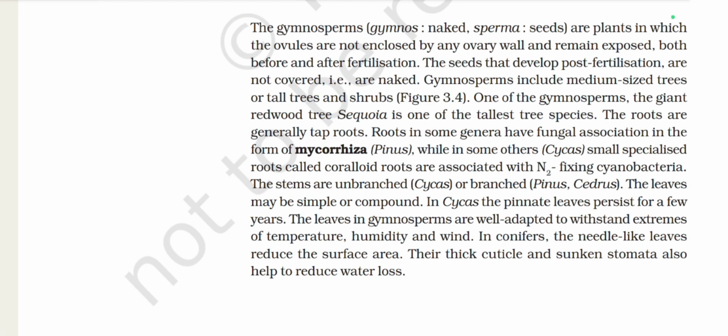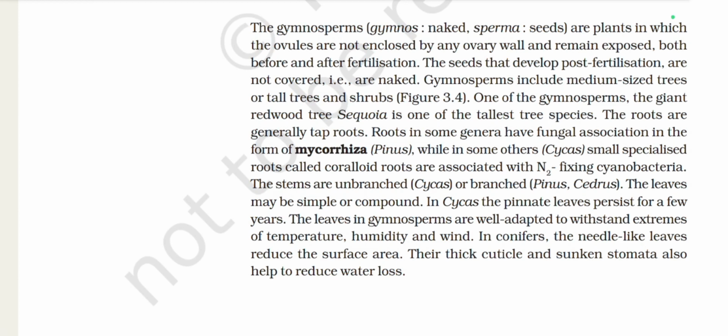The roots are generally tap roots. Roots in some genera have fungal association in the form of mycorrhiza, as in Pinus, while in some others, in Cycas, small specialized roots called coralloid roots are associated with nitrogen-fixing cyanobacteria. The stems are unbranched, as in Cycas, or branched, as in Pinus and Cedrus.